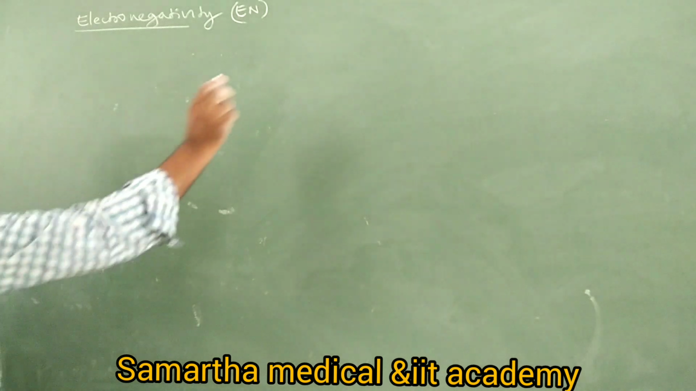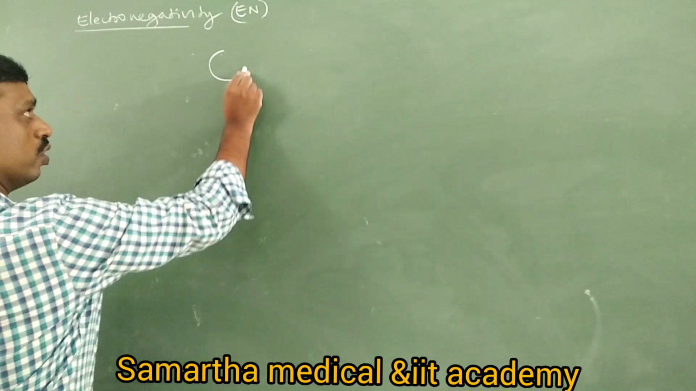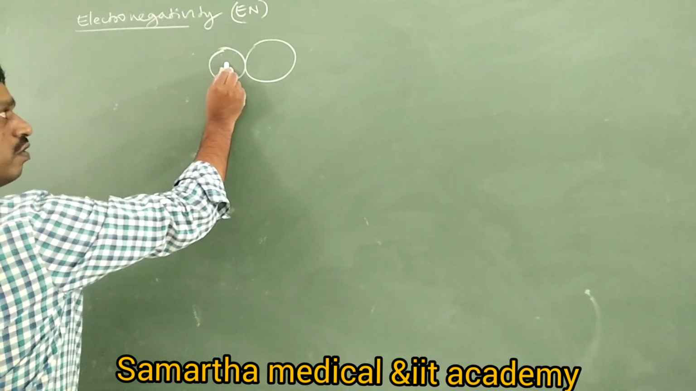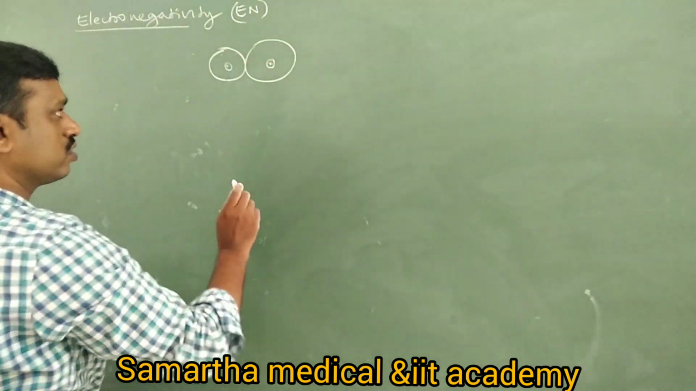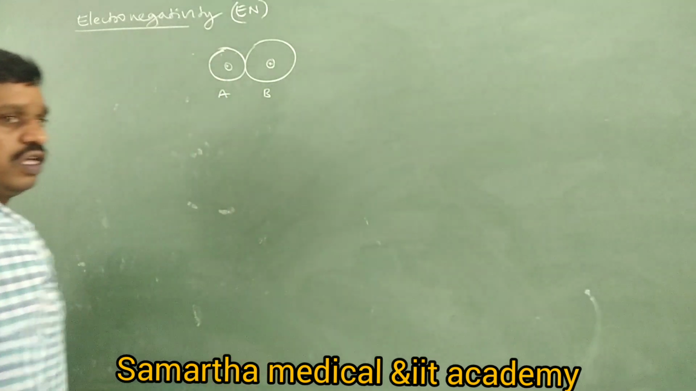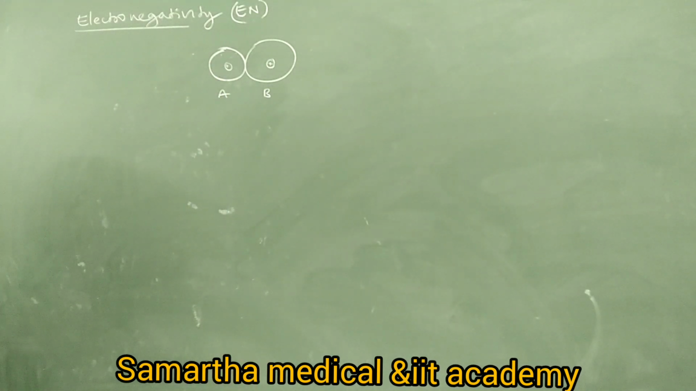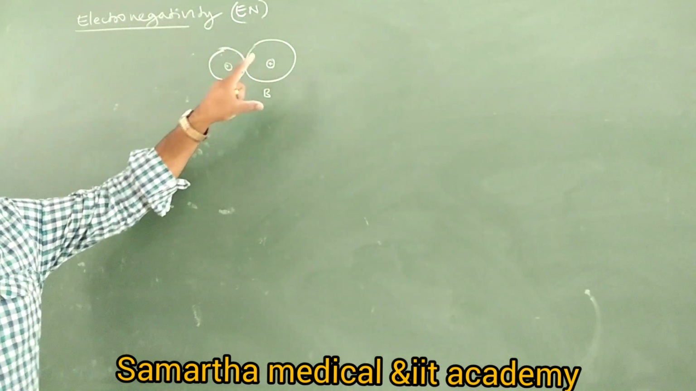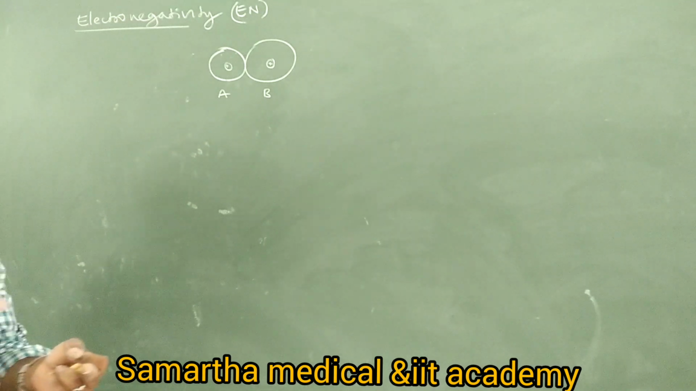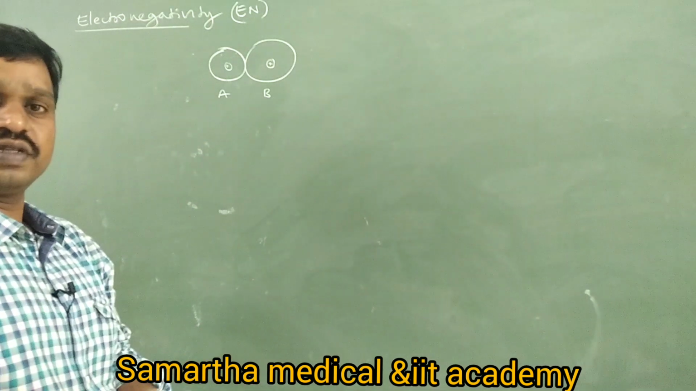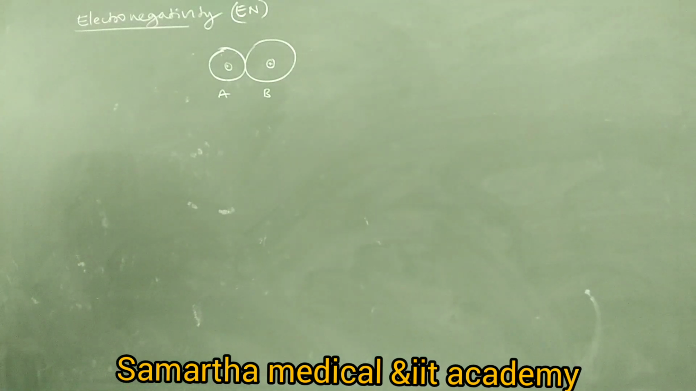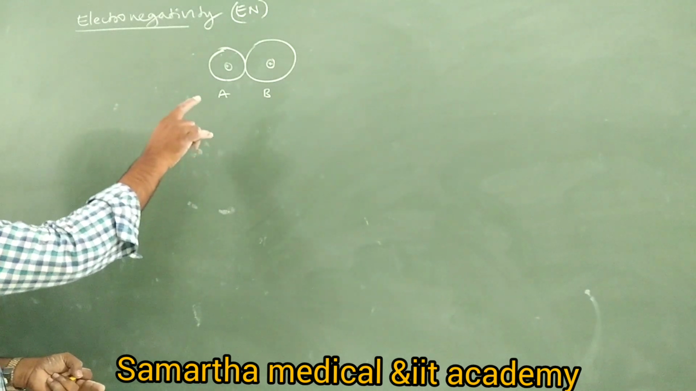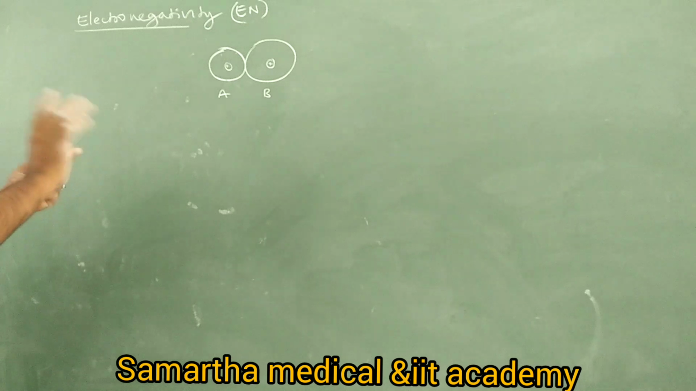You know, electronegativity is observed in a molecule. Let us take two atoms like this. This molecule contains two atoms, atom A and atom B. The first point is that electronegativity is always a property of an atom in a molecule. So far we have studied isolated atoms: ionization enthalpy we studied in an isolated atom, electron gain enthalpy we studied in an isolated atom, but this is not an isolated atom. It is a property of an atom in a molecule. Therefore we have taken a molecule.